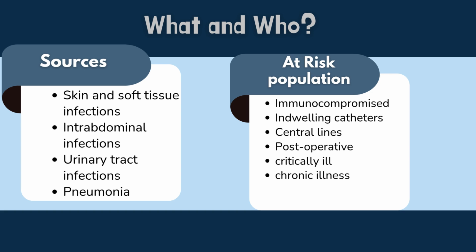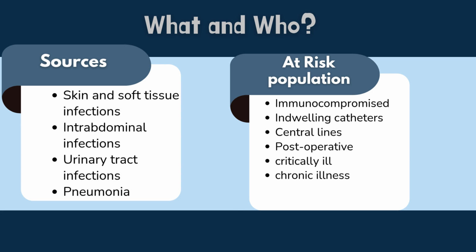What are the at-risk patients? So patients that are immune compromised, such as cancer patients on chemotherapy, patients that have indwelling catheters or central lines, such as elderly patients with urinary retention, or quadriplegics or MS patients that have an indwelling catheter for bladder emptying, our post-operative patients, our critically ill patients, or anybody with chronic conditions like diabetes, for example, like our patient.